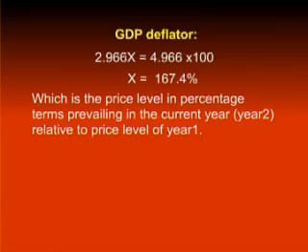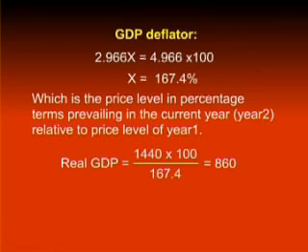So you have the base year price level as 100 and the current year price level as 167.4. Now we can simply use the formula that we earlier developed for real GDP by multiplying the nominal GDP of 1440 by 100 and then dividing it by 167.4. 100, which appears on top, is the price level prevailing in the base year, that is year 1, and 167.4 is the price level in year 2, and this will give us an answer of 860. So the real GDP in year 2 is 860.